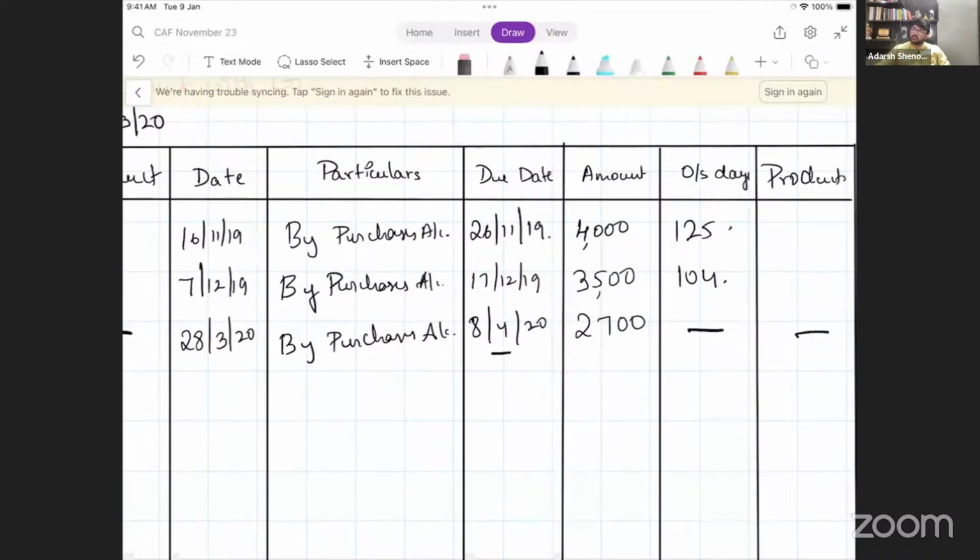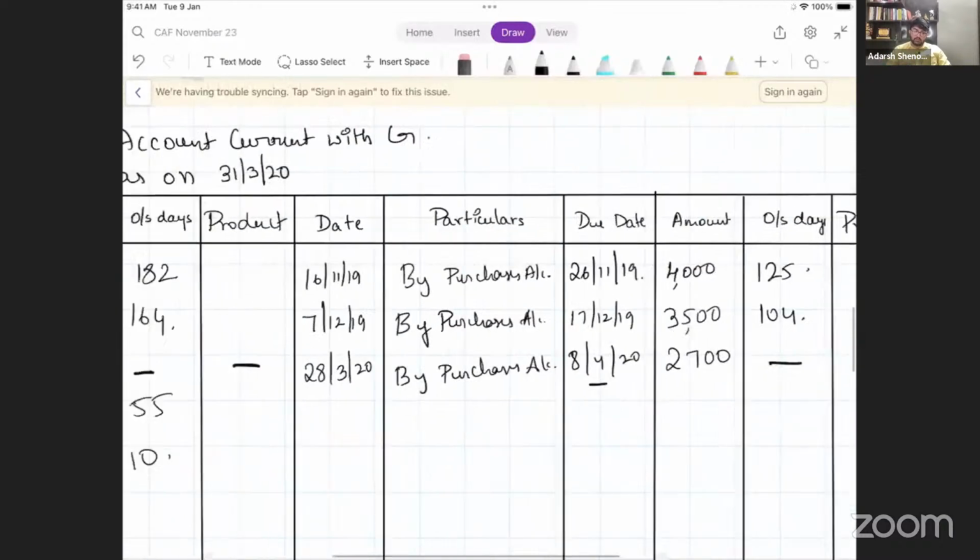Next one is 8/4. Again, this is also red ink interest. This is falling in the next month. The date is from the next month. So red ink interest will be negative. We don't write it in negative. We write it on the opposite side.